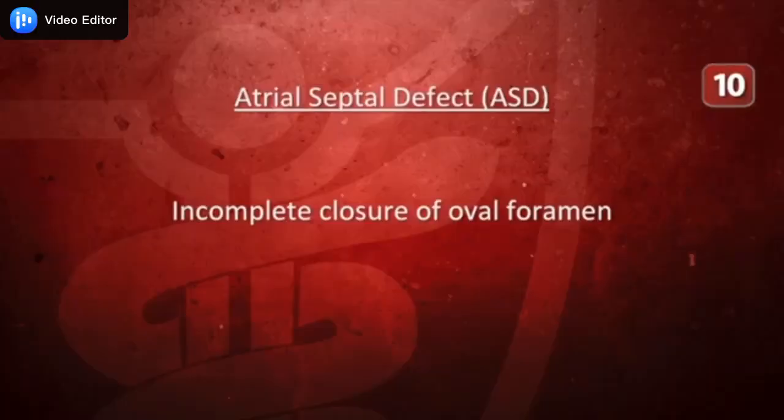All right, so let's go over a few questions here. What is an ASD? So this is an incomplete closure of the oval foramen, so this is the hole between the right and the left atria.